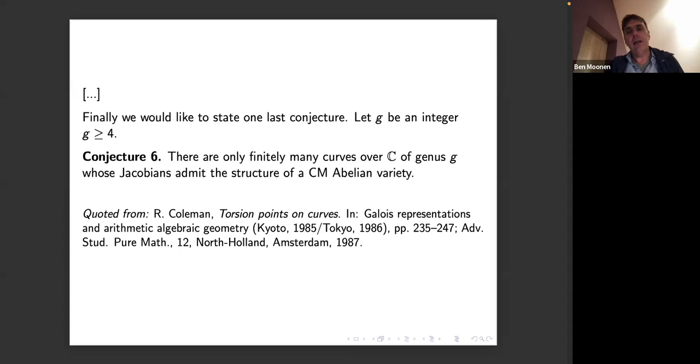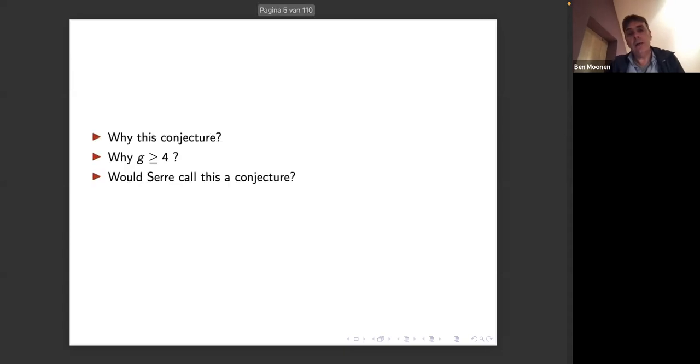Now, some of you may have seen this conjecture before and may even have thought about it. But if this is new, then at least I would immediately wonder, where does this come from? Why this conjecture? Why is he requiring G at least 4? I would also be inclined to ask myself, would Serre call this a conjecture, or would he prefer to call it a problem, or how solid is this? I'll try to address these during the talk.